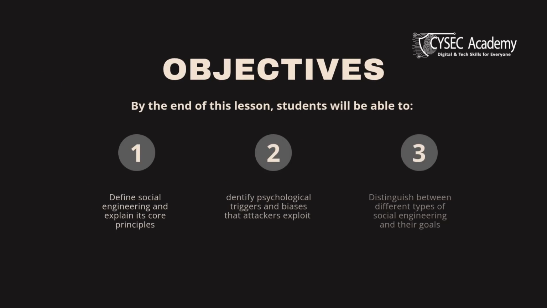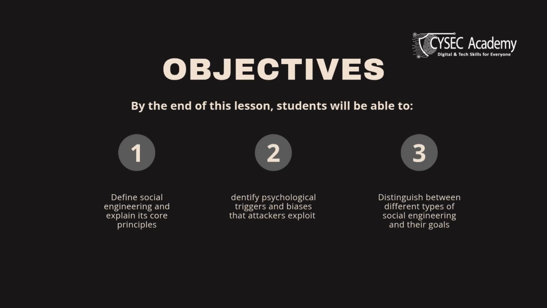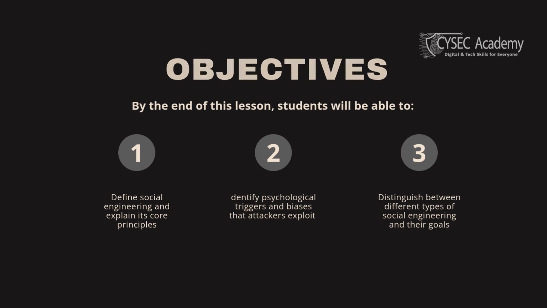By the end of this module, you will be able to define social engineering and explain its core principles, identify psychological triggers and biases that attackers exploit, for example, trust, authority, urgency, fear, reciprocity, distinguish between different types of social engineering and their goals, recognize why the human element is the weakest link in cybersecurity, reflect on how your behavior, mindset, and awareness can protect your workplace.